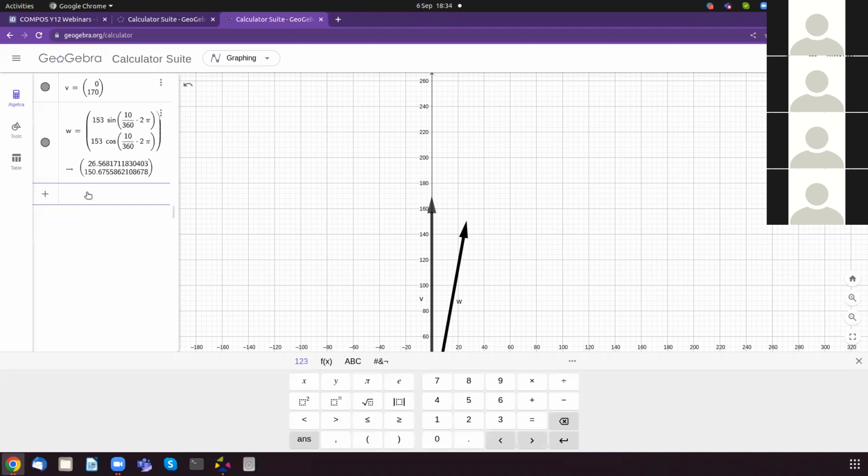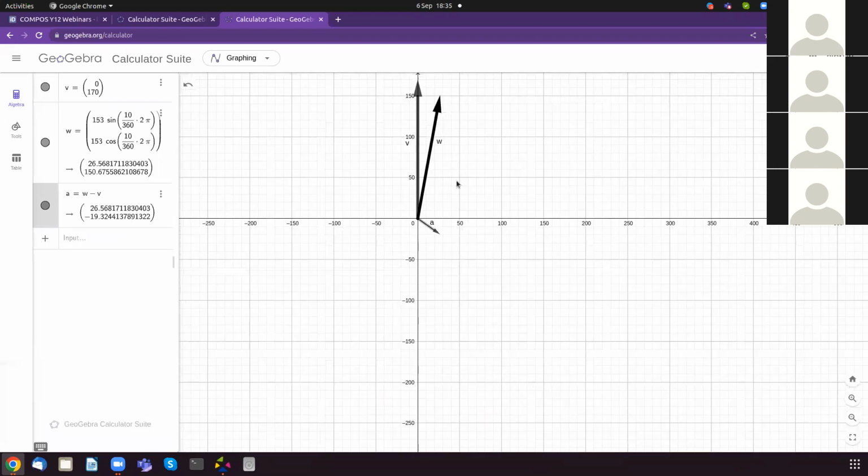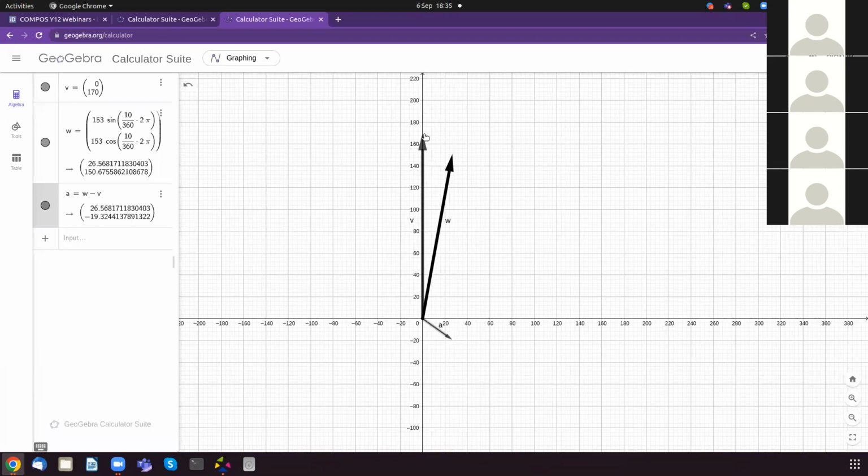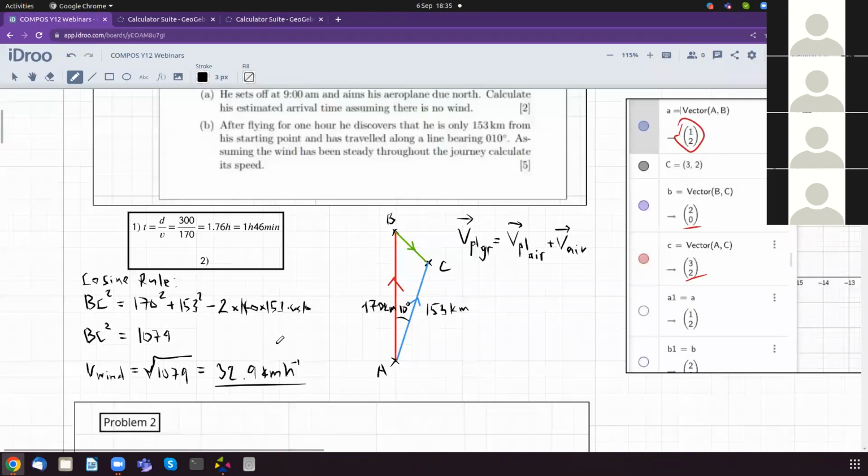Now all I need to do is, I'll call it A, which is W minus V. And here we are. You can see that this bit fits perfectly here, and this is the speed of the wind. Yeah, that's pretty much it. Okay, so hope that makes sense.